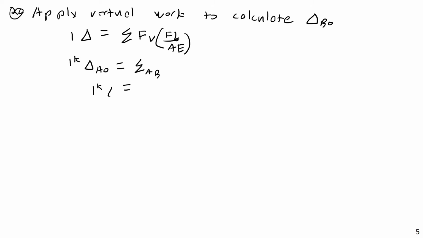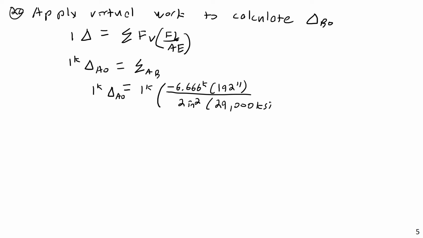1 kip times delta B naught is equal to, now the virtual load in that member is 1 kip. And the real load, if you look at the previous table, is negative 6.666 kips, or 6.7. Its length is 192 inches. And then like all of the members, its area is 2 inches squared. And it has a modulus of elasticity, this is steel, of 29,000 kips per square inch.